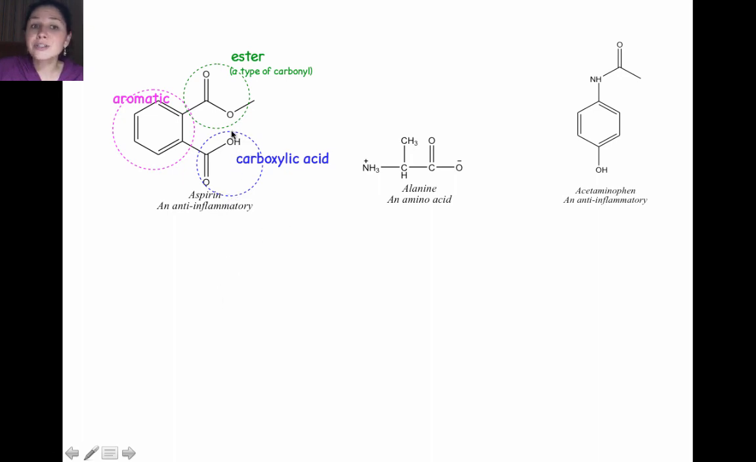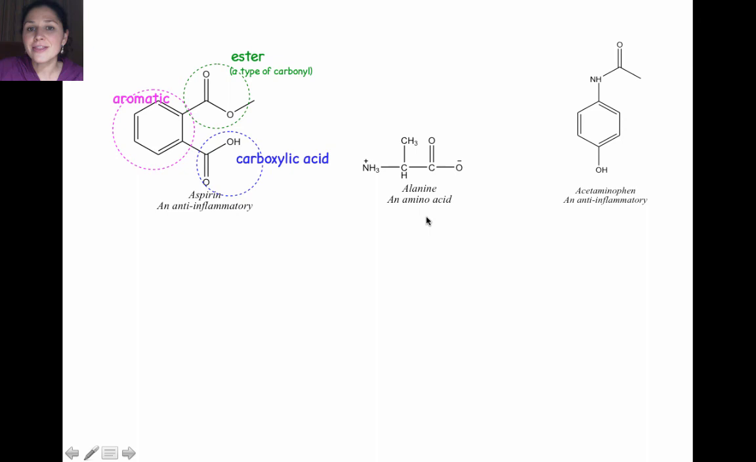You should not circle this individually, like this is not an alcohol. This is a more complicated functional group called a carboxylic acid. And this is not an ether here, it's a more complicated functional group called an ester.